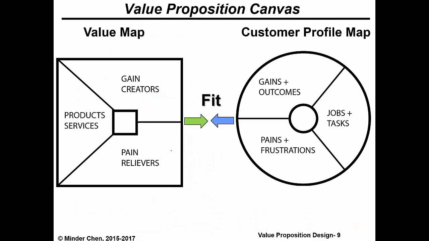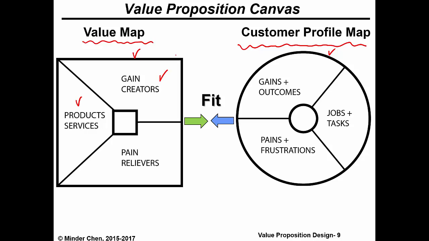So the detailed components of the value proposition and the customer segment, one on the left-hand side, one on the right-hand side, are illustrated here. The value proposition is illustrated as a value map. The customer segment is described based on the so-called customer map or customer profile map. The value proposition can be broken down into three elements. One is the product and/or services.